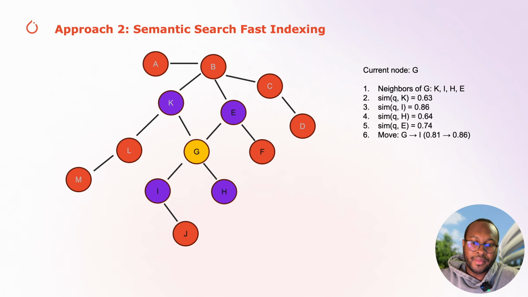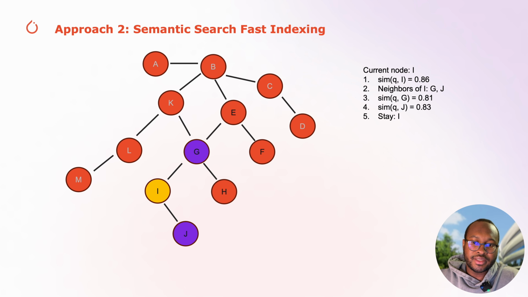I am at G. I also do the same. I check the neighbors. You compute the similarity of the original prompt Q with K, I, H, and also E. In this case, the similarity of Q and I is the maximum, 0.86. I go there.